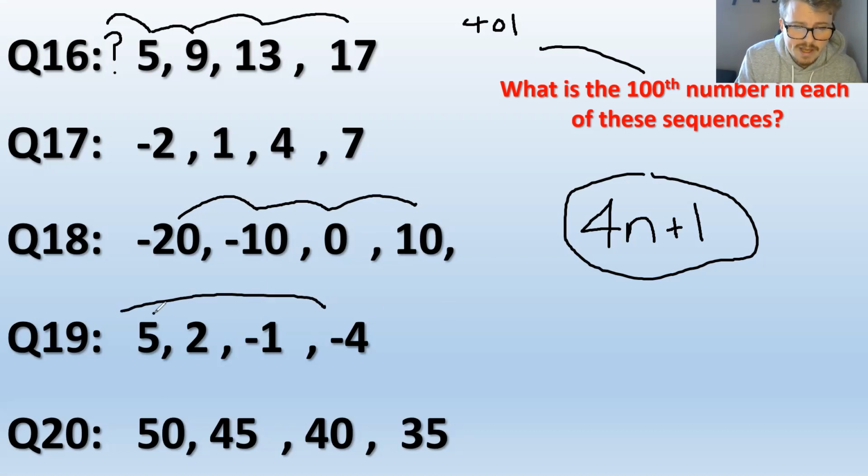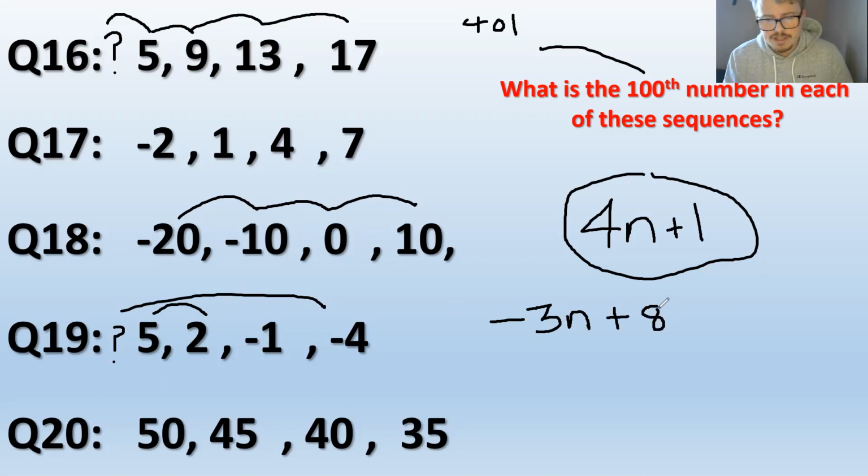So the difference between 5 and 2, well, it's going down by 3, isn't it? From 5 to 2 is -3, and from 2 to -1 is -3. So I've got to show that in my expression, -3 followed by n. And then I need to ask myself, what would this number be here? So all I need to do is add 3 to 5, which is a +8.